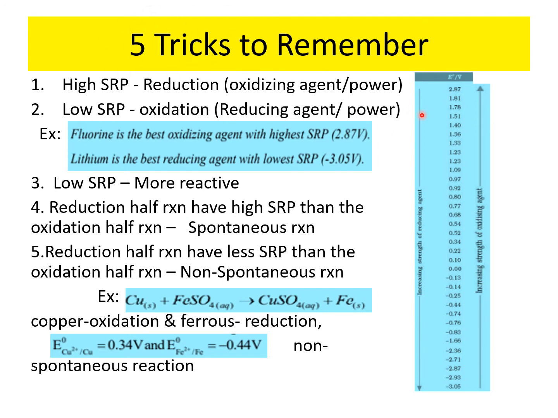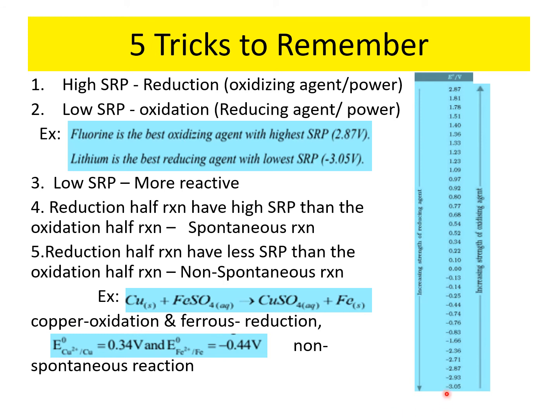First one: standard reduction potential. If the standard reduction potential is high, the species easily undergoes reduction, and it is called an oxidizing agent, or oxidizing power. That is the first one. The reverse: whenever it has a low standard reduction potential, it easily undergoes oxidation, and it is called a reducing agent, or reducing power. That is the second trick.